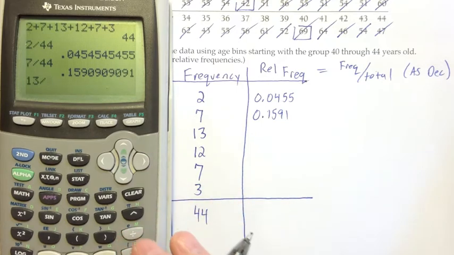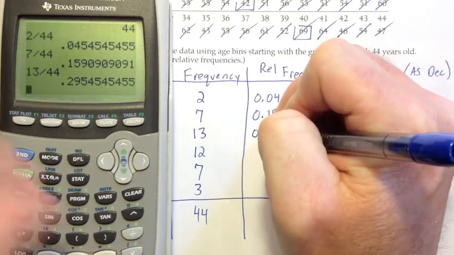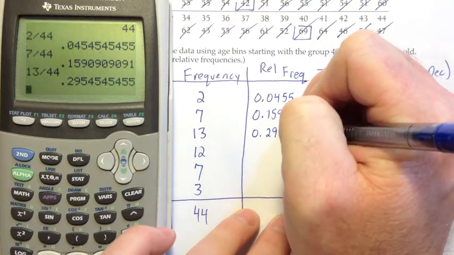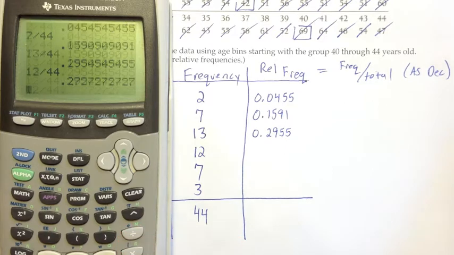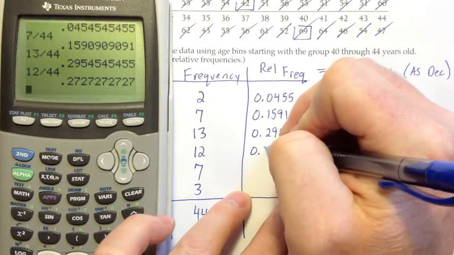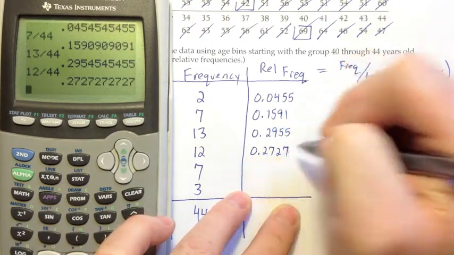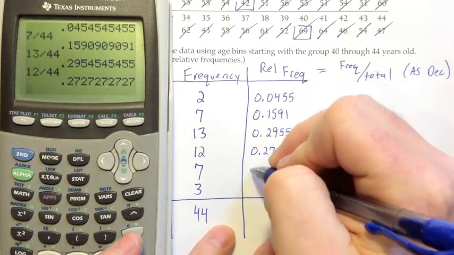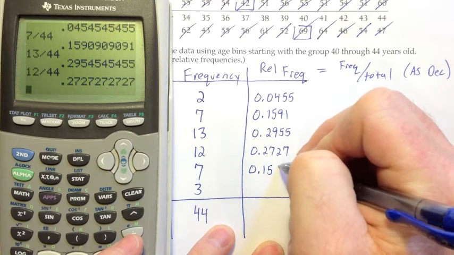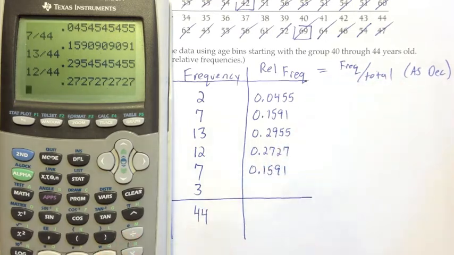How about early 50s? 13 out of 44, which is 0.2955. And late 50s, 12 out of 44, which is 0.2727. And 7 out of 44 I could divide again, but it's not going to come out differently than last time, so I can just copy my work from above.